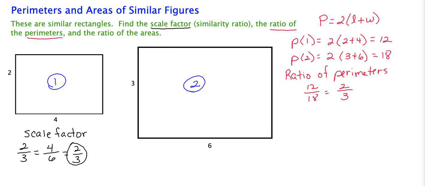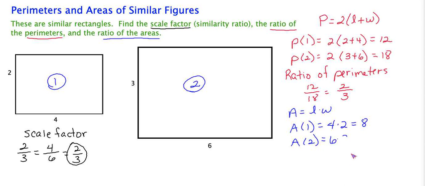Next, we'll find the ratio of the areas. So how do we find the area of a rectangle? Well, that's length times width, or base times height. So the area of the first one is 4 times 2, or 8 square units. The area of the second one is 6 times 3, or 18.